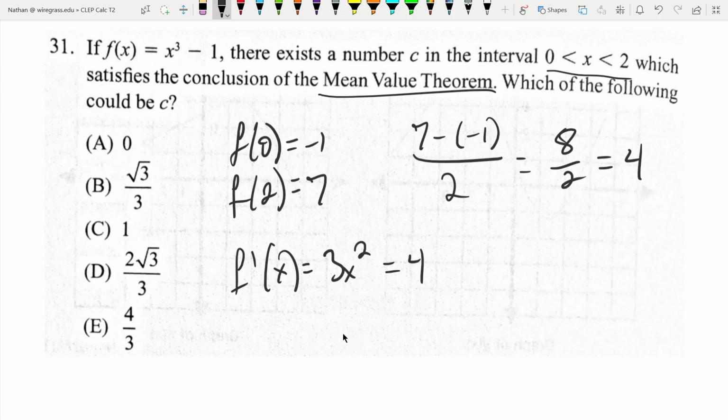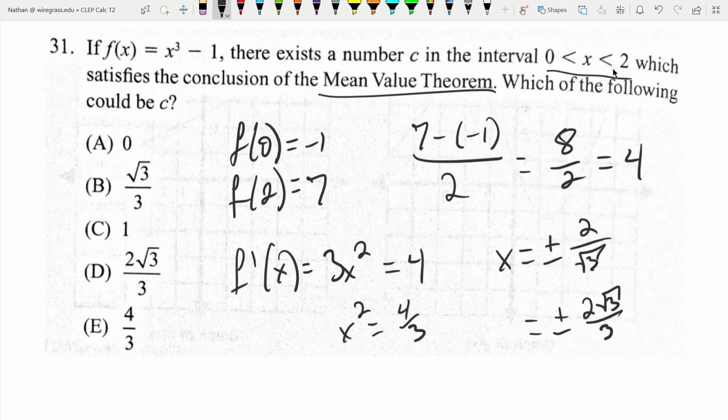If you divide by 3, we get x squared equals 4/3, and then take the square root. So x equals plus or minus root 2 over root 3. And you can see here, there's a square root in the denominator, so let's go ahead and rationalize this. It's going to be 2 root 3 over 3.